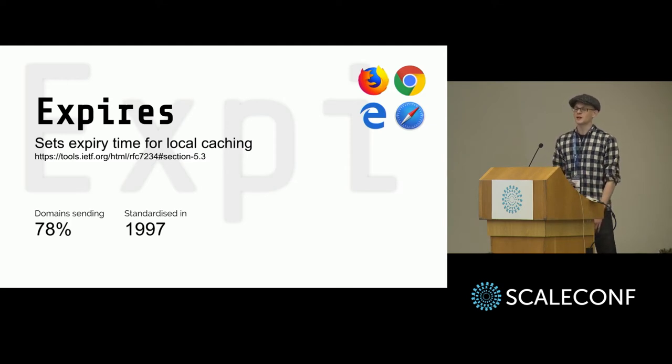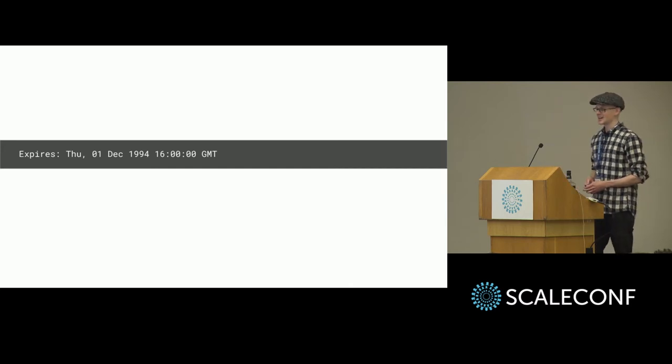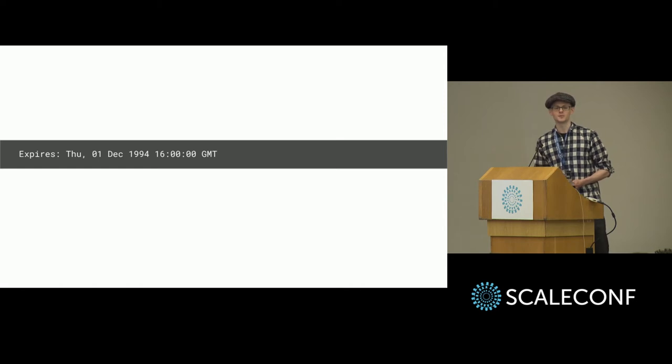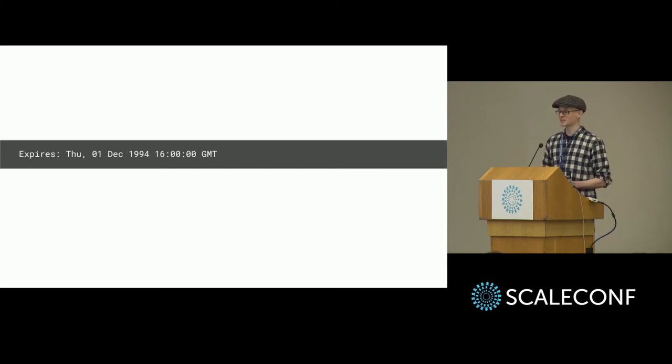But the most popular value for this header is Thursday, 1st of December, 1994, at 4 p.m. GMT. Anyone want to guess why this is the most popular value for this header? It's in the spec, yes. It's an example from the spec. Why would you pick this value?